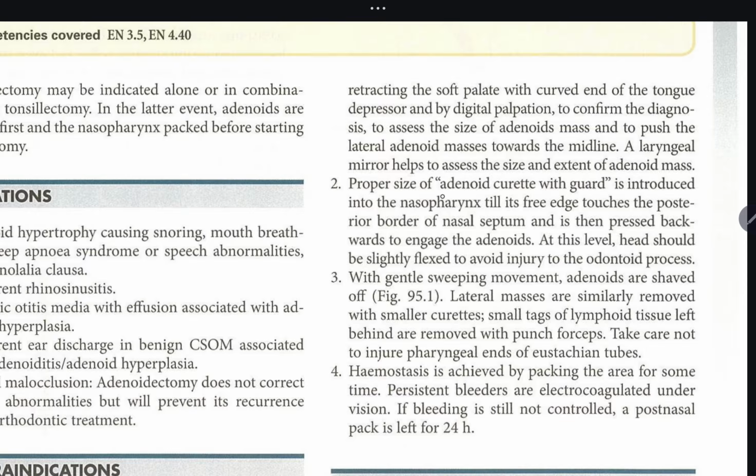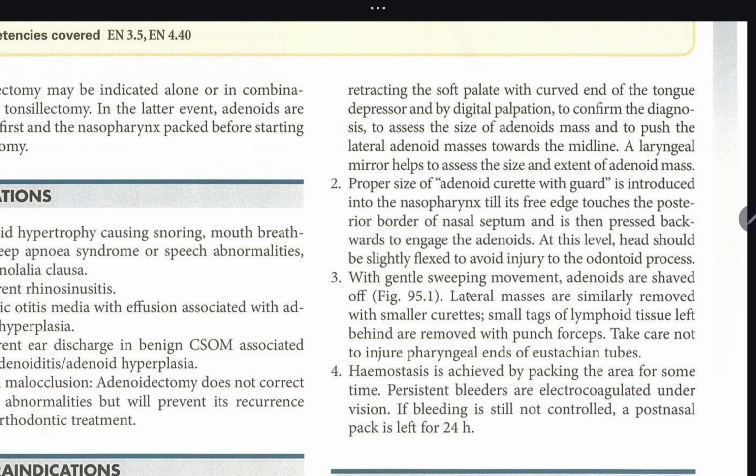A laryngeal mirror helps to assess the size and extent of adenoid mass. 2. Proper size of adenoid curette with guard is introduced into the nasopharynx till its free edge touches the posterior border of nasal septum and is then pressed backwards to engage the adenoids. At this level, head should be slightly flexed to avoid injury to the odontoid process.